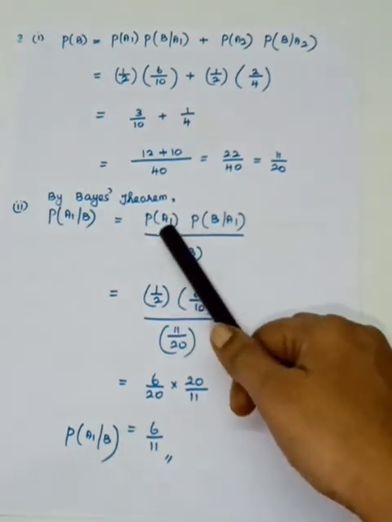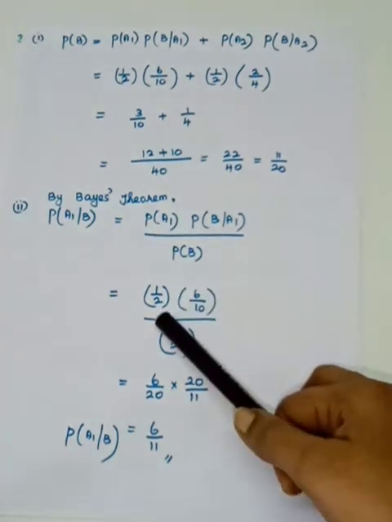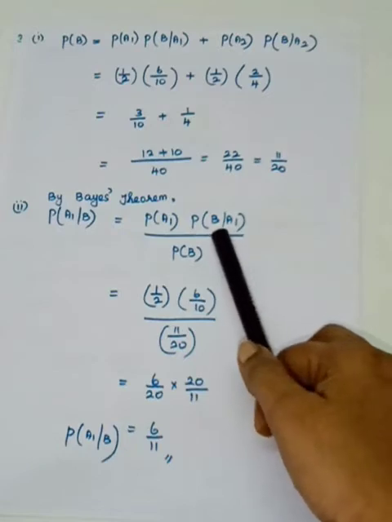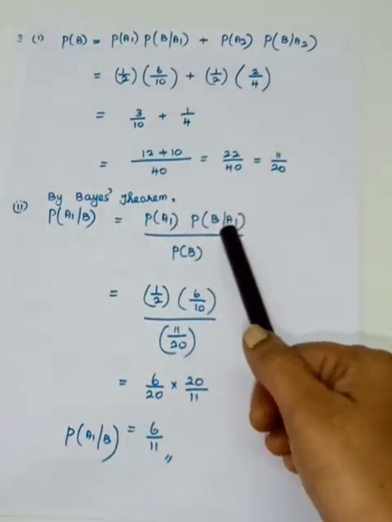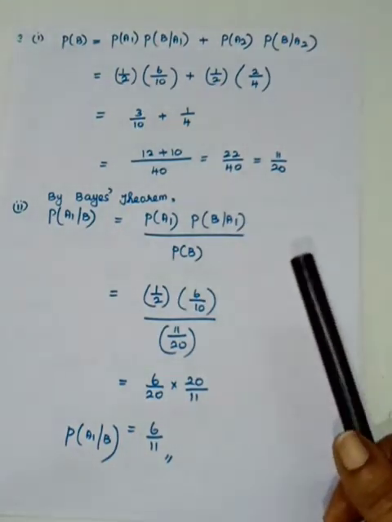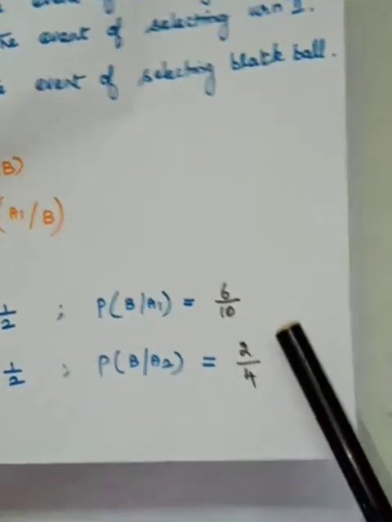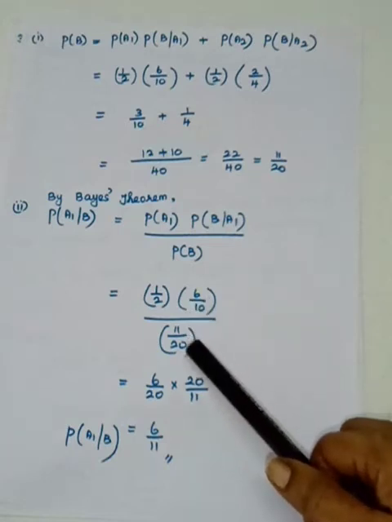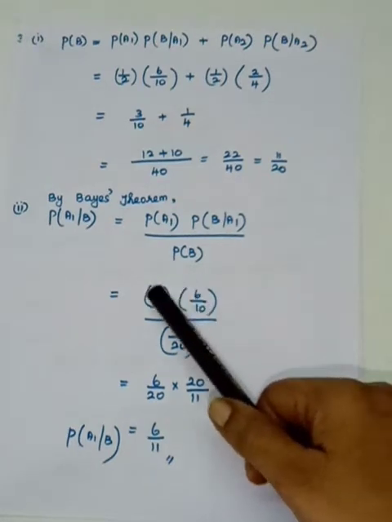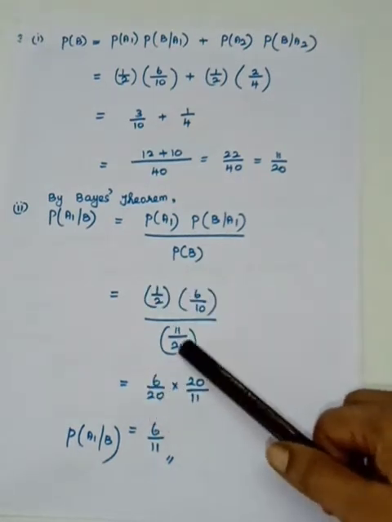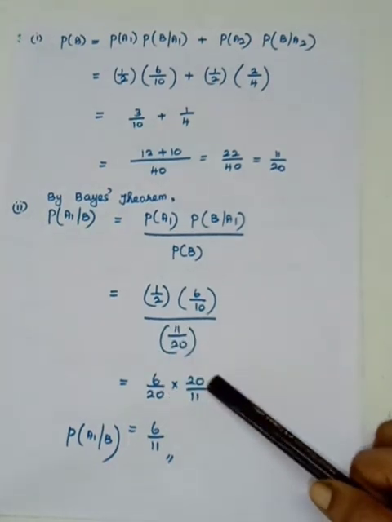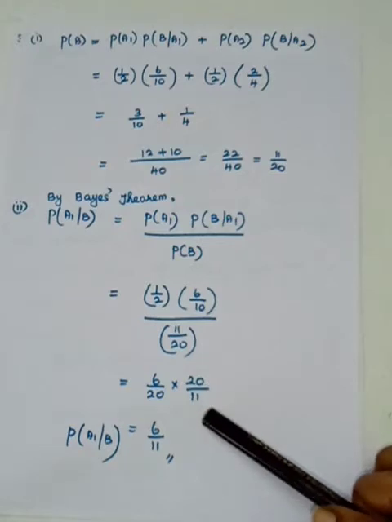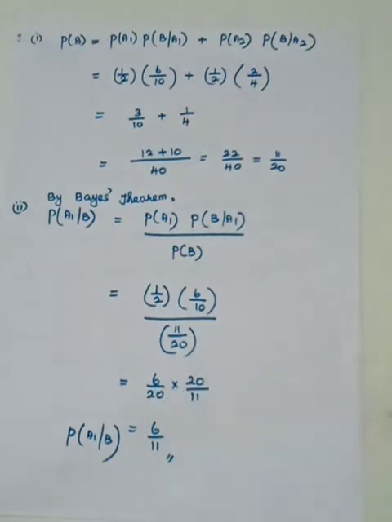Okay, so P of A1 already we have found it is 1 by 2, and P of B by A1. What is P of B by A1? The probability of getting black ball from the first urn. So we have found it is 6 by 10. So 6 by 10 divided by 11 by 20. If you write it in multiplication, we have to write the reciprocal of it, so 20 by 11. So 20 getting cancelled. Here you are having 6 by 11.